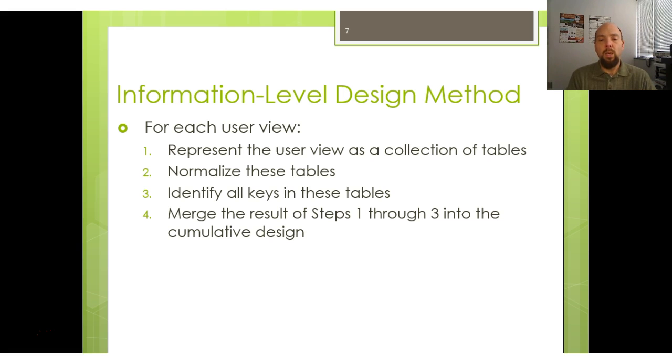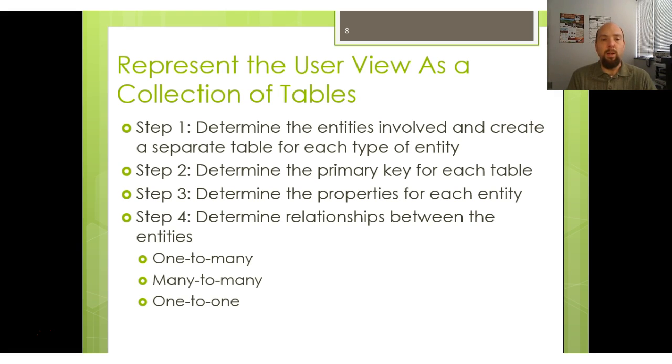Once we normalize it, or during the normalization process, actually, we will end up finding all of our keys. Are we going to have a primary key that's made up of employee ID numbers or some other value? And then what we do is we go back through and keep doing this, and we're going to merge these steps together until we come up with one cumulative design. Now the catch is that we have to figure out who all is involved, what exactly they need, what kind of properties they need, and then any relationships between these. And then what we're going to look for is relationships between tables. Do we have a one-to-one relationship, one-to-many, or a many-to-many relationship?